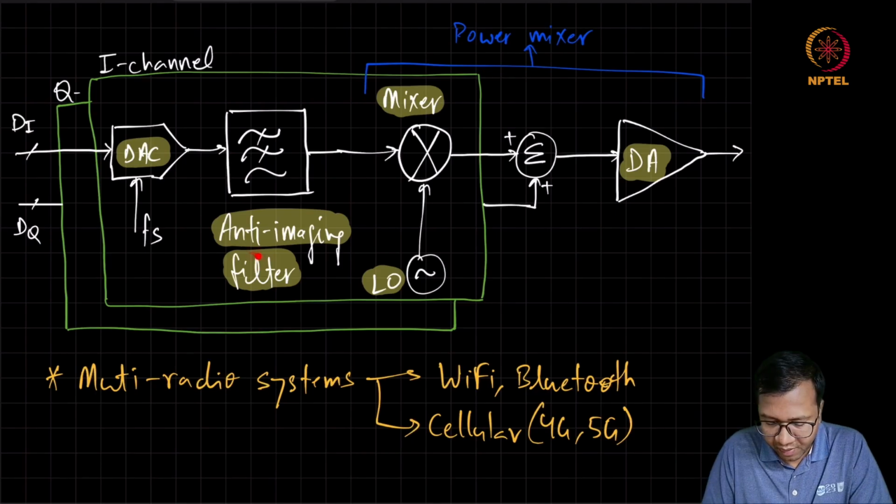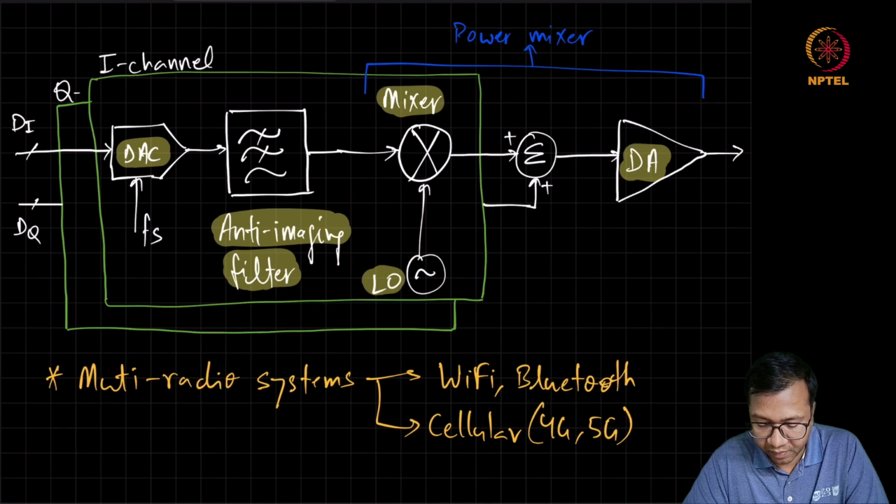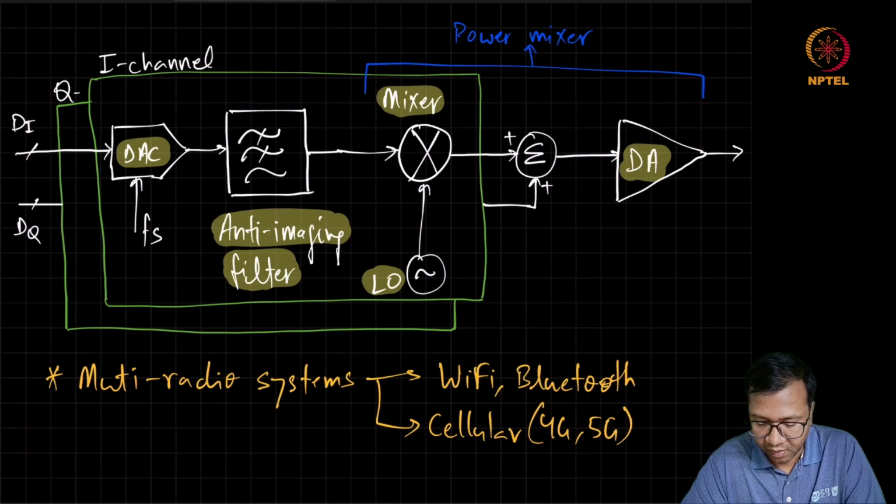And we have already seen that to support a specific standard, we need to design a DAC with a sampling rate followed by this anti-imaging filter. This anti-imaging filter requires very precise passive elements for the high amount of image rejection, followed by a mixer which is driven by again the LO which is centered around the required frequency band.